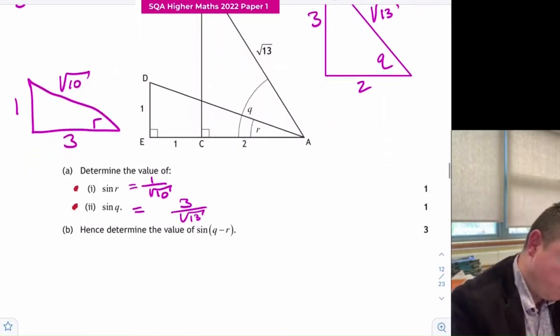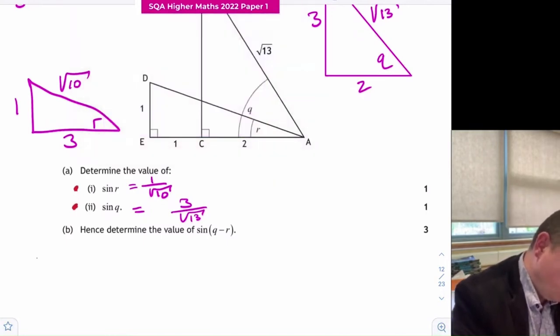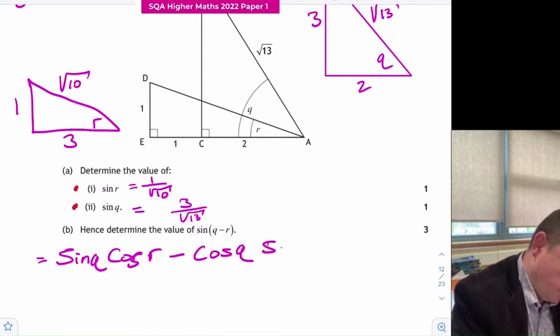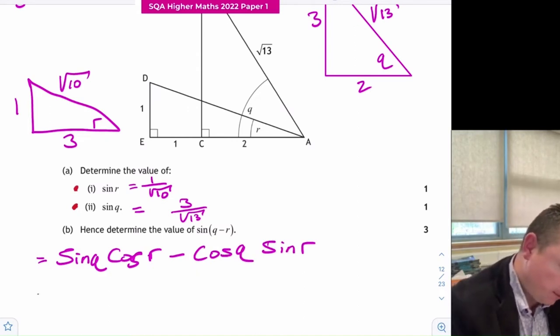Okay, here's the term, the value of sine(q minus r). Sine(q minus r) equals sine q cos r minus cos q sine r. From the start of the exam paper, you'll get that. So we need to work out our different things.